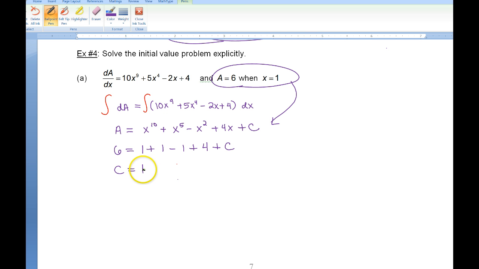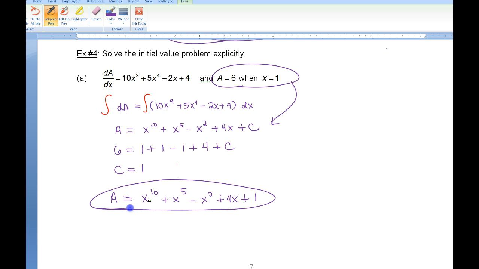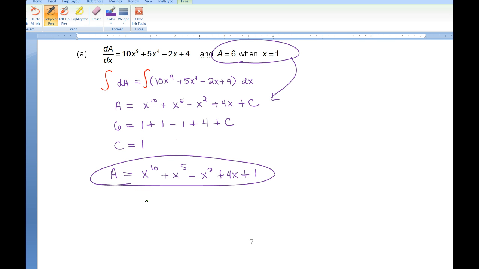Everybody else got one? Good. So then we go back and plug that in, so x to the 10th plus x to the 5th minus x squared plus 4x plus 1. Questions?